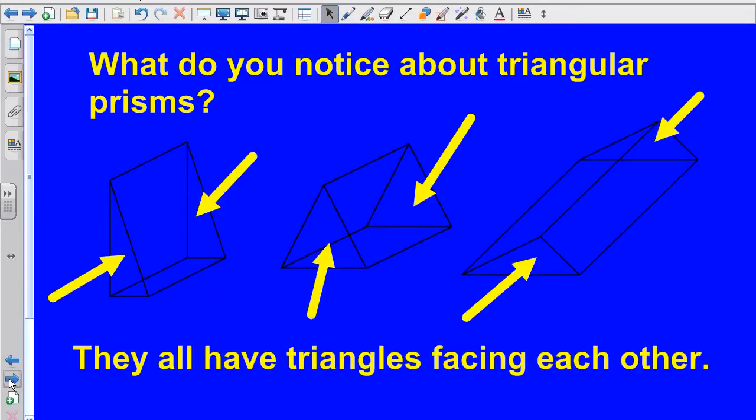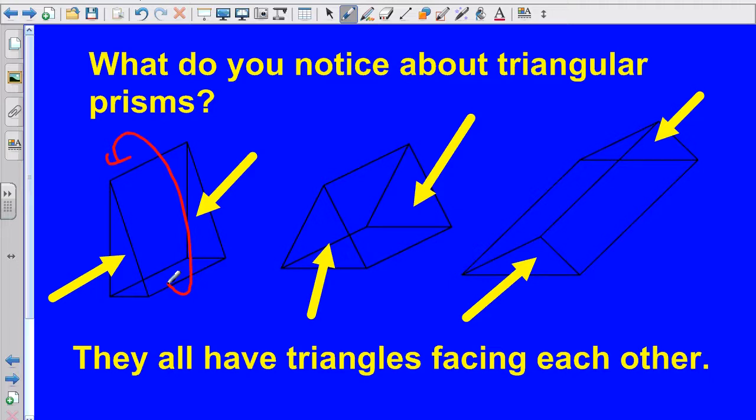If I take you to the next slide, I put the arrows on for you to see. The sides of these are all made of triangles. And then what about all the shapes as you go around and circle between the triangles? What shapes are those?